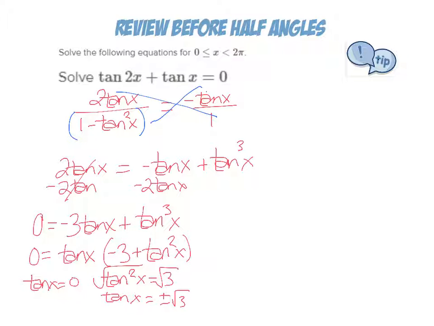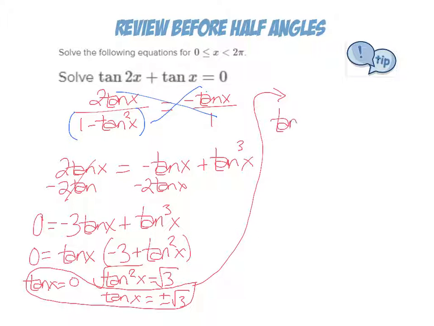Now let's take those two answers, and I'm going to drag them up here where I have a little bit more space. Tangent x equals 0. Where does that happen? Well, tangent is 0 at 0 and at pi. Notice that I'm solving from 0 to 2 pi, so I don't need the plus 2 pi business going on. All right, so that's one of my answers, or one set of answers.